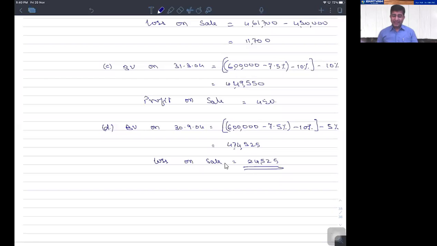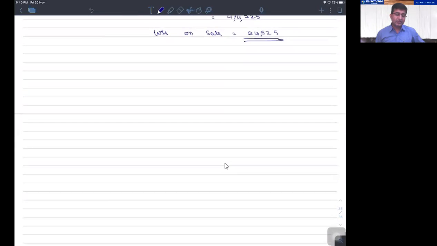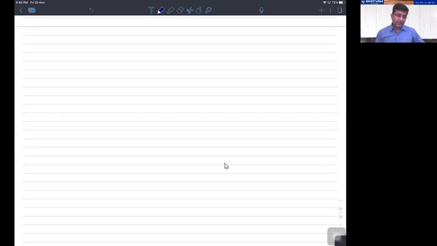Okay, let's come back. Fifth question. From the following information of X Limited, prepare the machinery account for 3 years ending 31st March 2004. Method of depreciation. In one case, it is straight line. In another case, it is WDV.